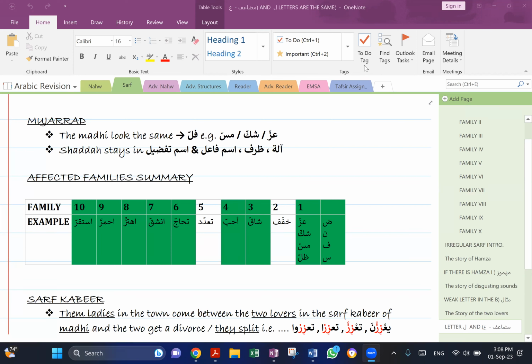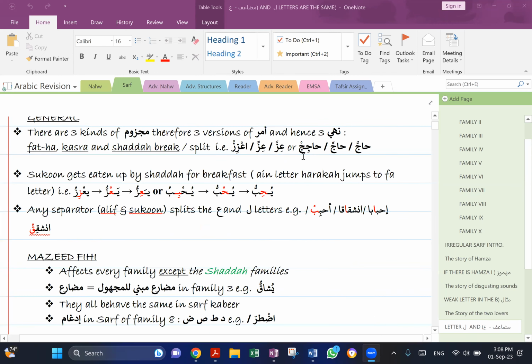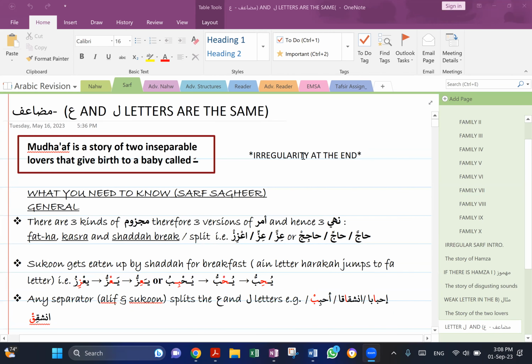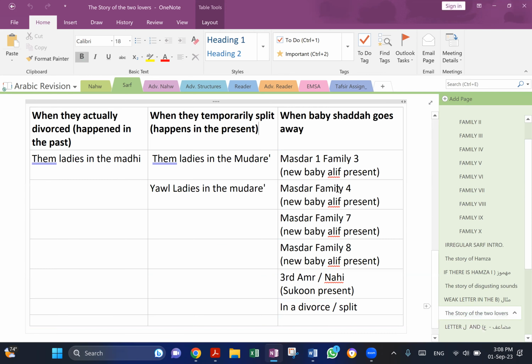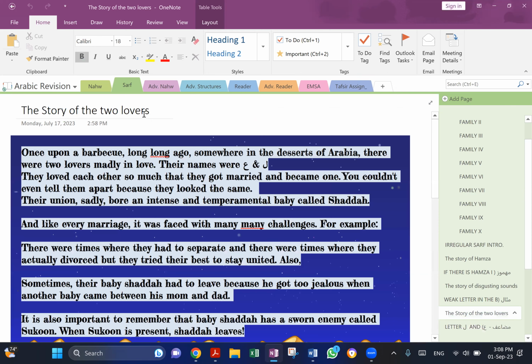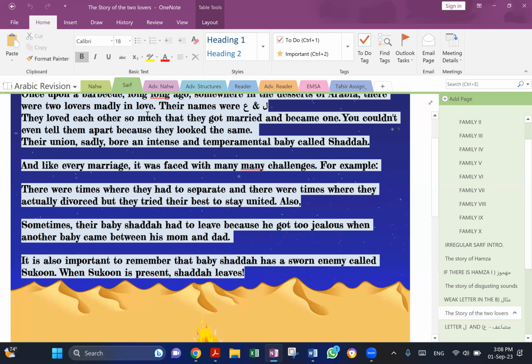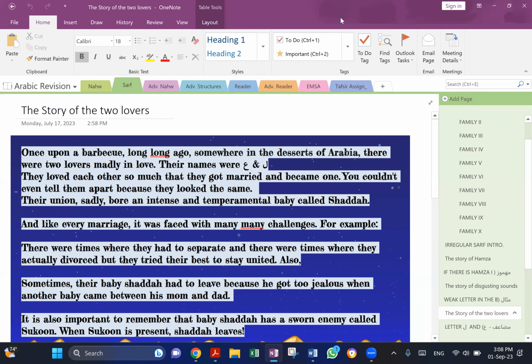So today, inshallah, we are studying a new topic on sarf, a new irregularity. This is muda'af. And muda'af is basically where you have the ayn and the lam letter being the same. But before we do that, let's take a look at the story of muda'af. I really like this story because it's very practical, so I hope we can all appreciate it.